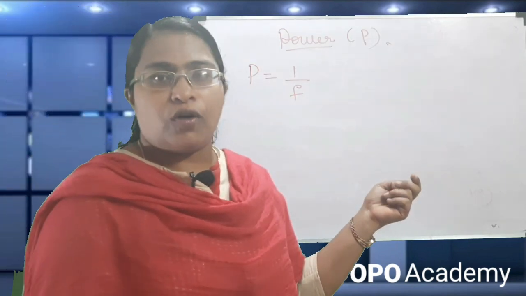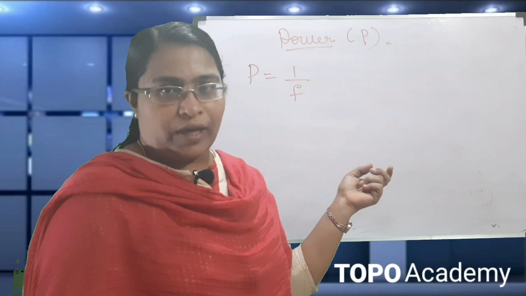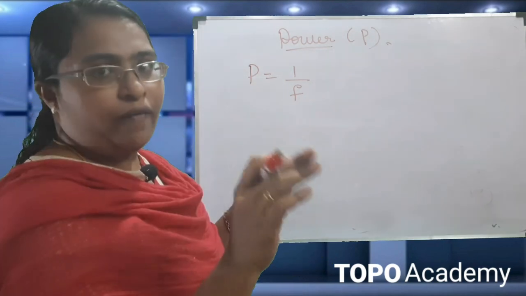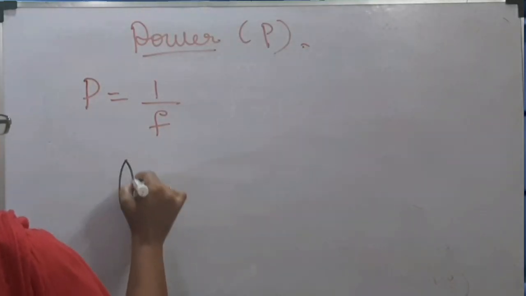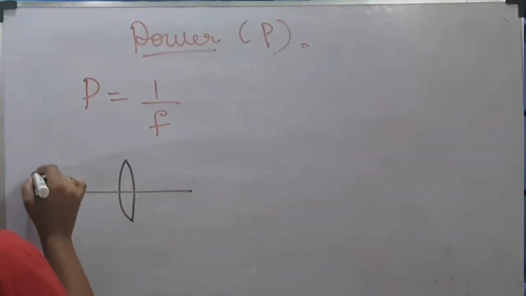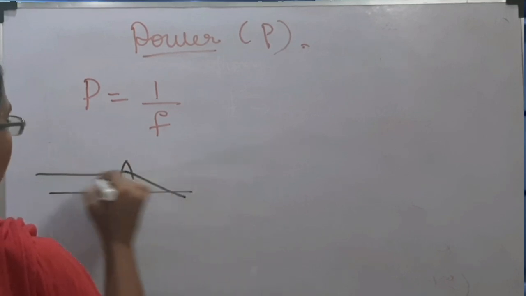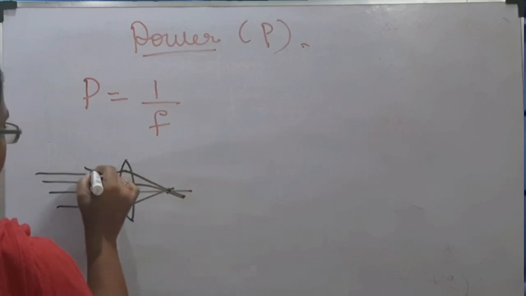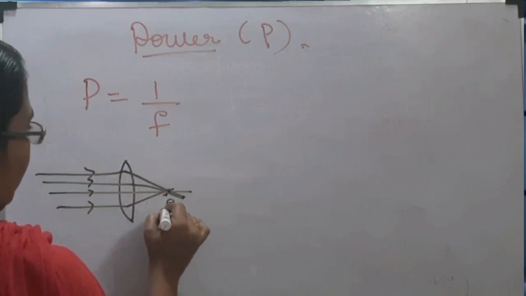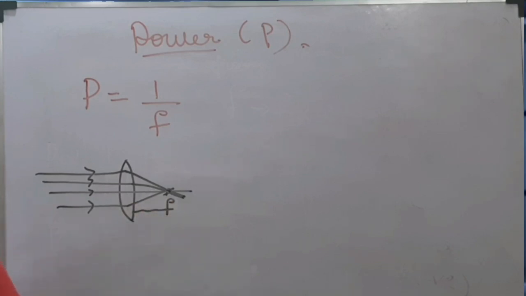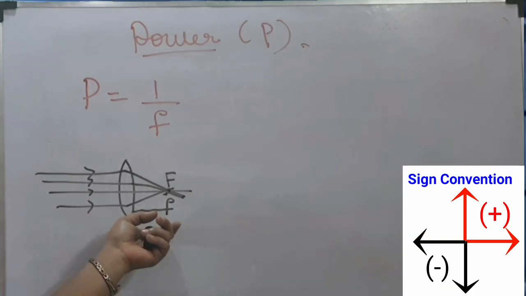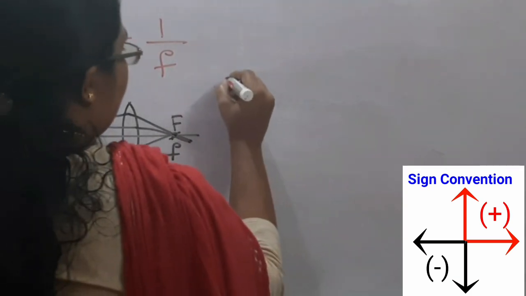Next we have to see the sign of power for convex lens and concave lens. I am just drawing a rough figure to find what is the sign for the focal length of a convex lens. So light rays are coming from infinity and all the light rays are converging here. This is the principal focus and this is the focal length. So what is the sign for the focal length of a convex lens? It is positive.